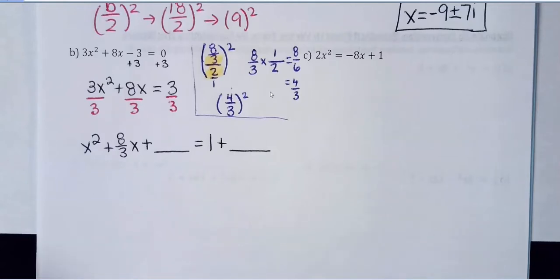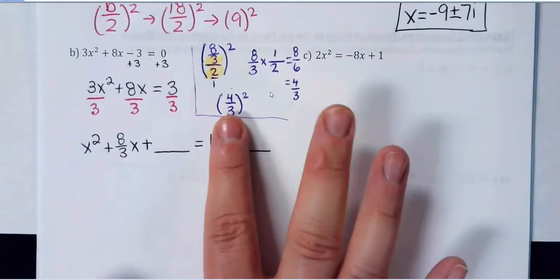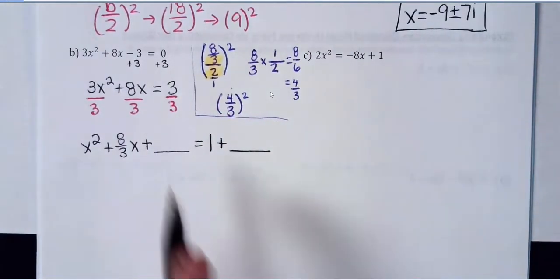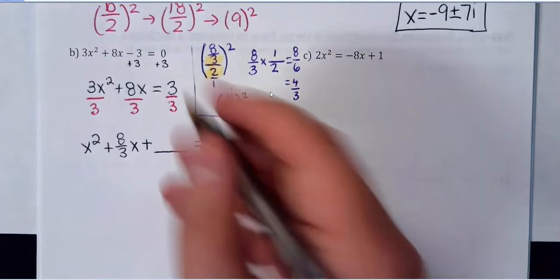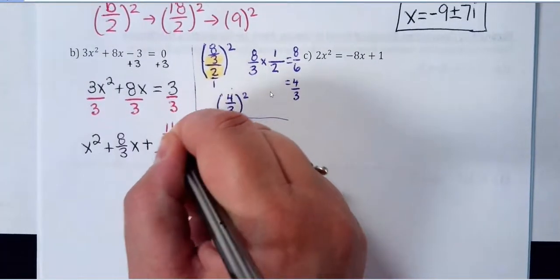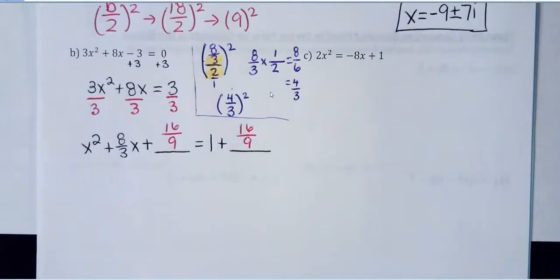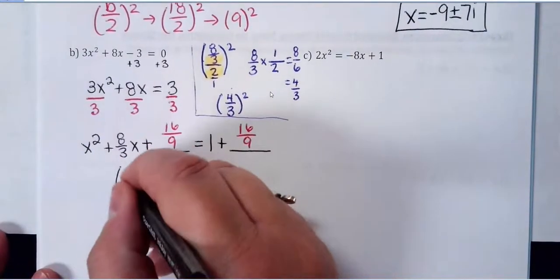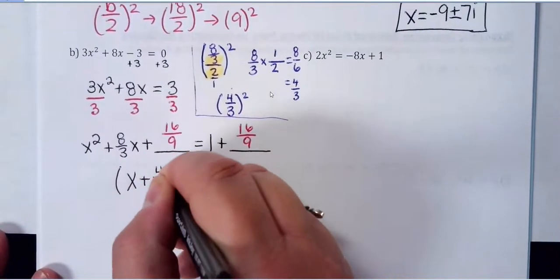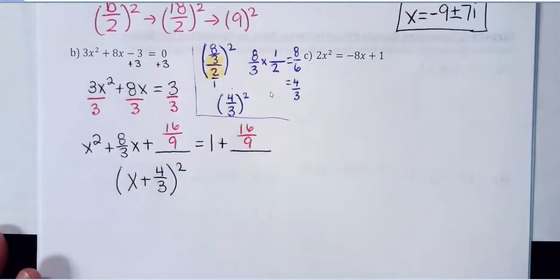Now, whatever you square, don't forget, that's going to be your factor. I'm actually going to square it to complete the square. So it would be 16 over 9. 4 squared is 16, 3 squared is 9. Whatever you squared, that 4/3, that's going to be my factor. So it's going to be x plus 4 over 3 in your factored form.